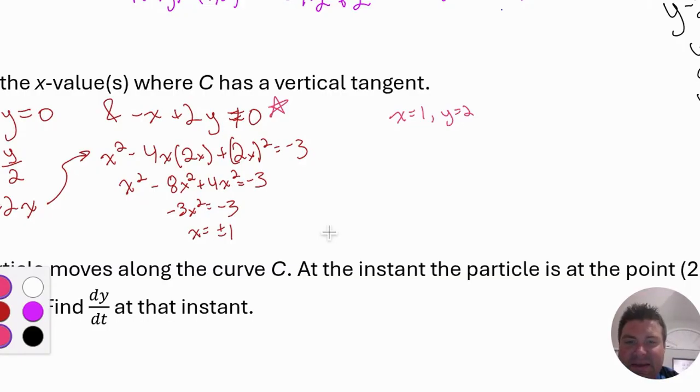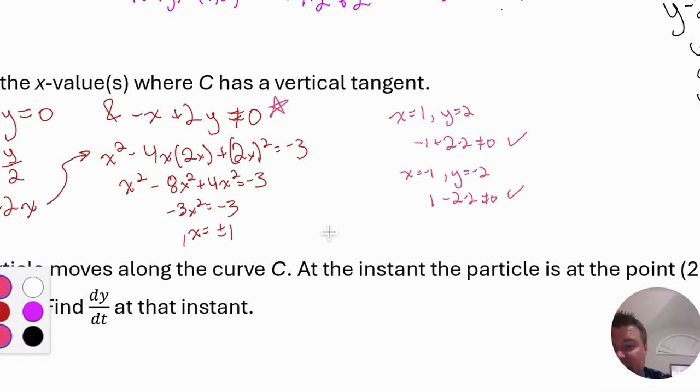I'm going to plug this back into what I just started right here. So it's going to give me negative 1 plus 2 times 2 cannot equal 0, and that's true. That works out. When x is equal to negative 1, y equals negative 2. Plug that back in, and I'm going to get 1 minus 2 times 2, which is not equal to 0. So that checks. So both of these are valid x values.